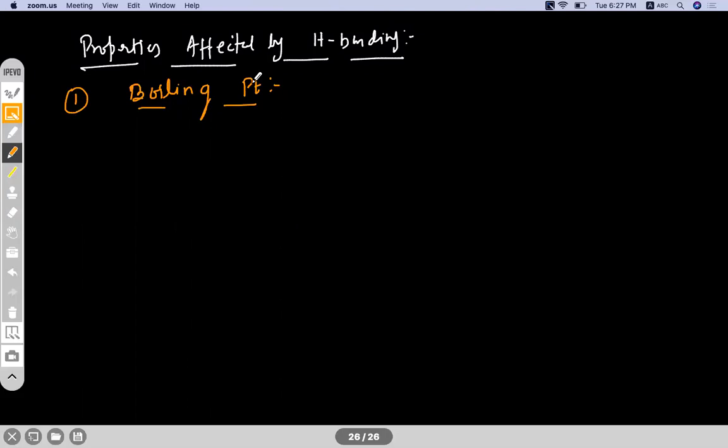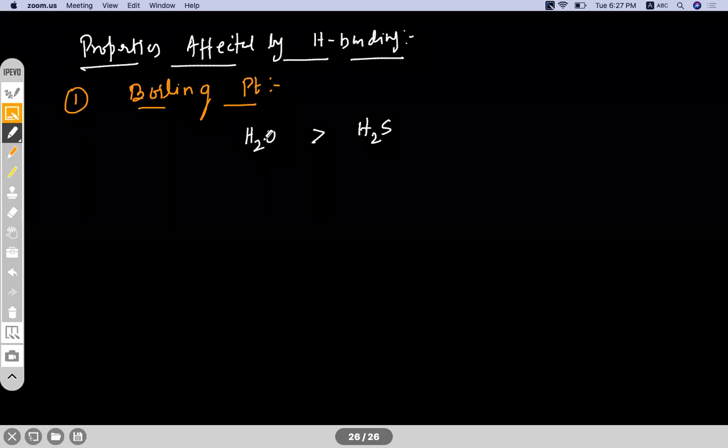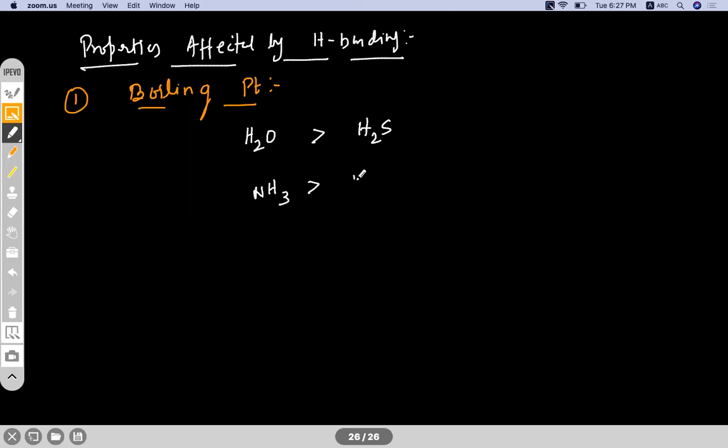This is the reason that the boiling point of H2O is more than that of H2S. Because in this we have intermolecular hydrogen bonding, while H2S does not, so it has a lower boiling point. Same reason for NH3, which has a higher boiling point than PH3. In fact, H2O, because of its higher boiling point, exists as a liquid, but H2S exists in the gaseous form. This question they ask in the exam also: H2O exists as a liquid, but H2S as a gas. What is the reason?